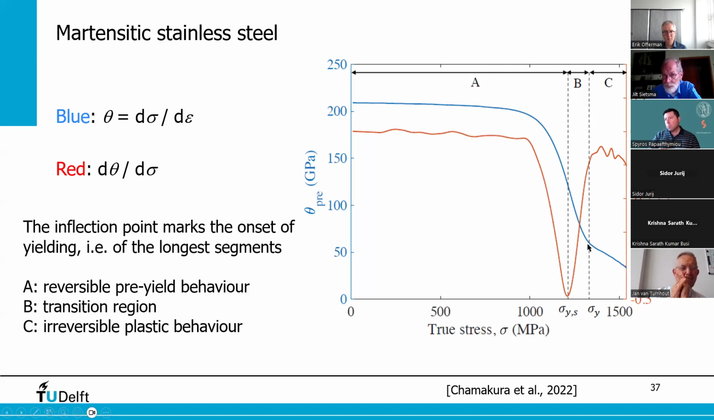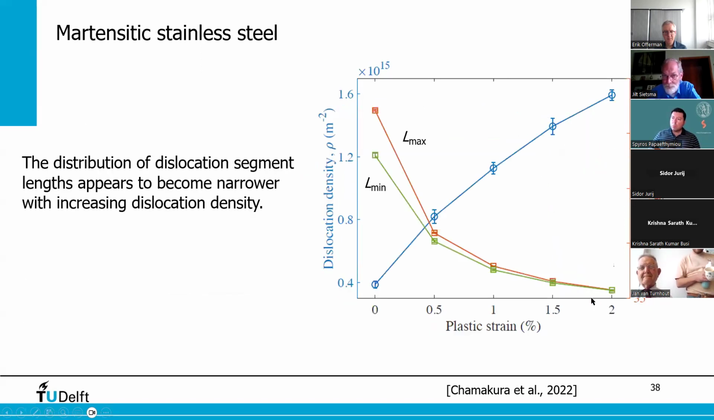That's also coinciding with this point. So we think that this region B... In A, we have reversible pre-yield behavior. In B, we have a transition region in which both behaviors apply. The longer segments will already plastically deform. The smaller segments will still deform only reversibly. And then in C, we go to irreversible plastic behavior. So that means this value here, sigma yield S, I don't remember what the S is for, but anyway, that's related to the longest segments, and this sigma yield is related to the smaller segments.